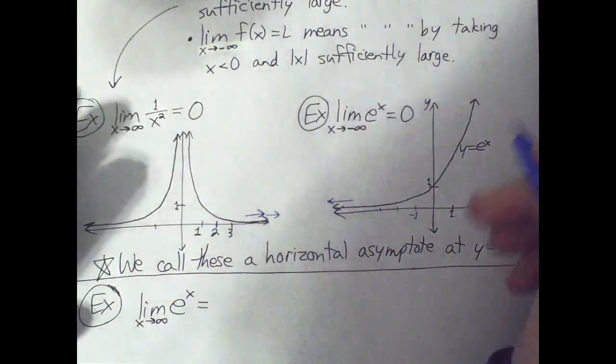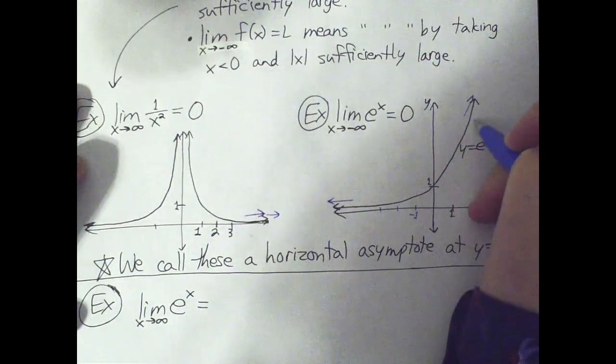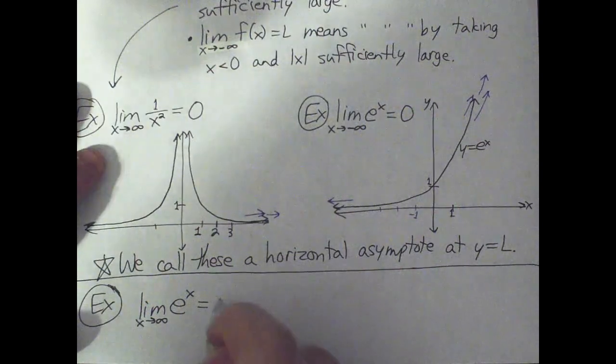Well, if you think about it, x is going further and further to the right. We're going up this curve. We're going up and up and up and up. That's going to climb upward forever. So this actually equals infinity.